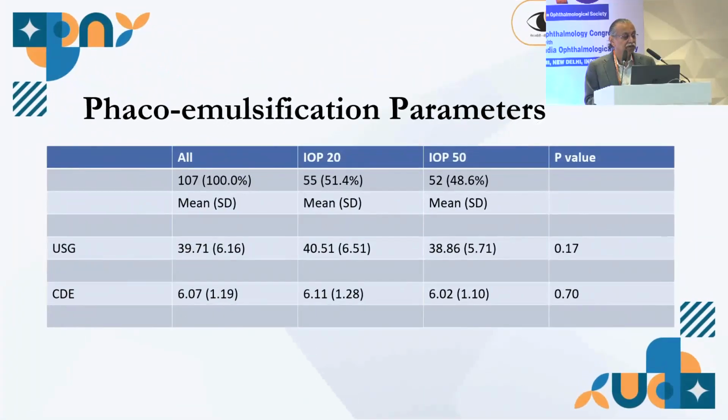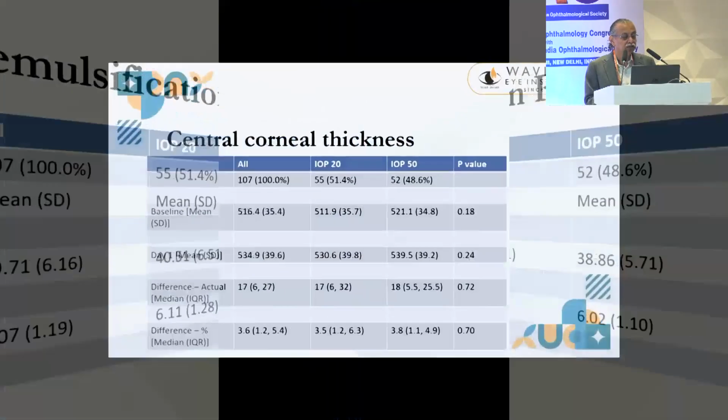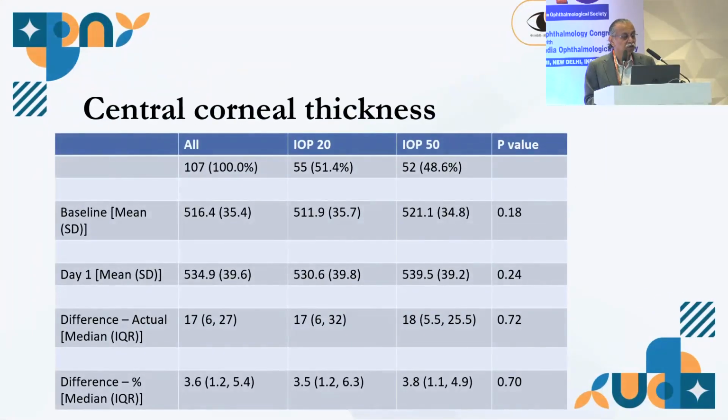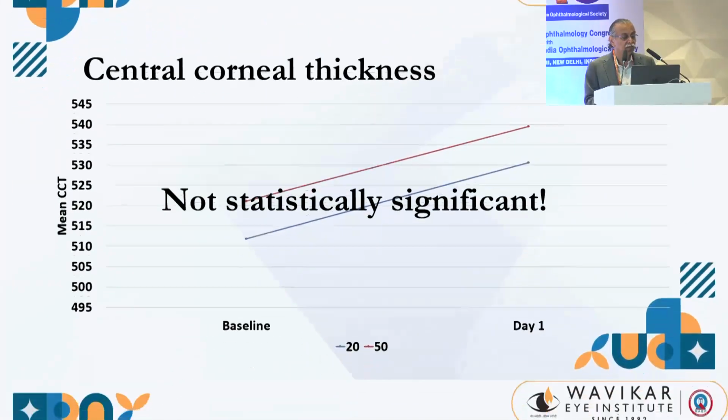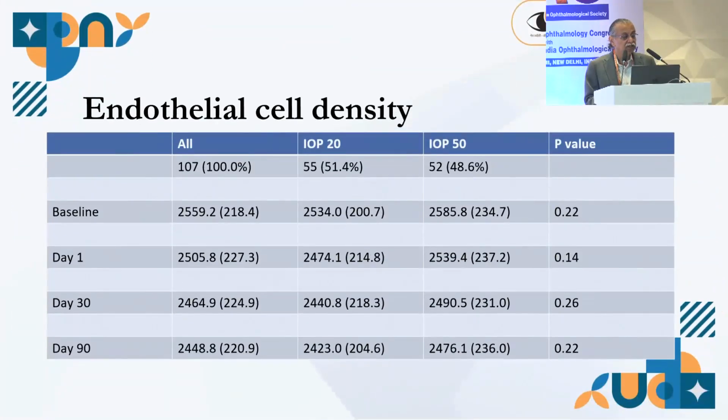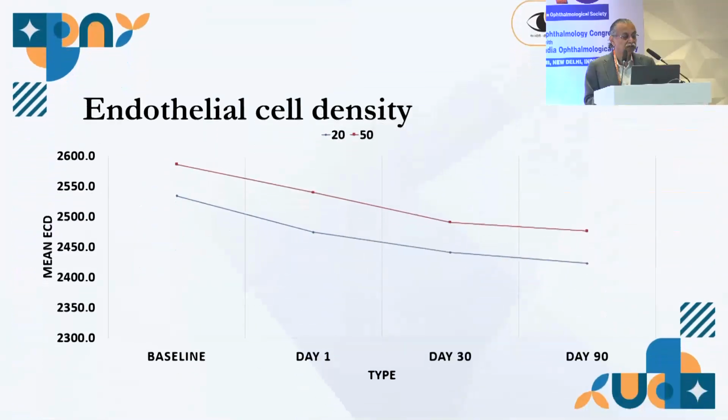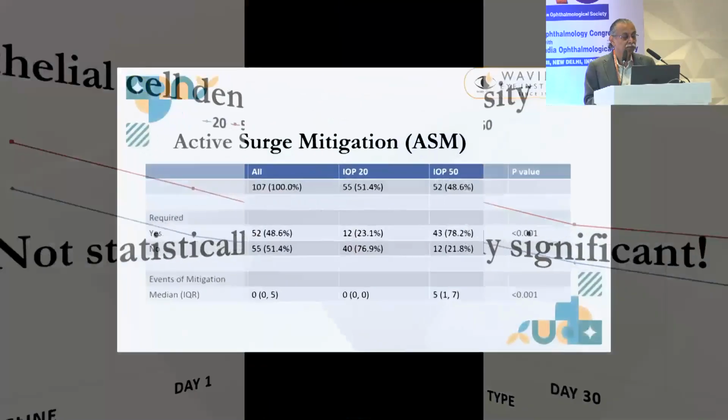Phacoemulsification parameters, again US time and CDE, are equal. There is no statistically significant difference. Central corneal thickness: of course there was an increase in the thickness up to 3.5%, but the difference between the two groups was not statistically significant. Endothelial cell density: again there was on an average loss of 3.5% of the cells in both the groups, but there was no statistically significant difference between the two groups.